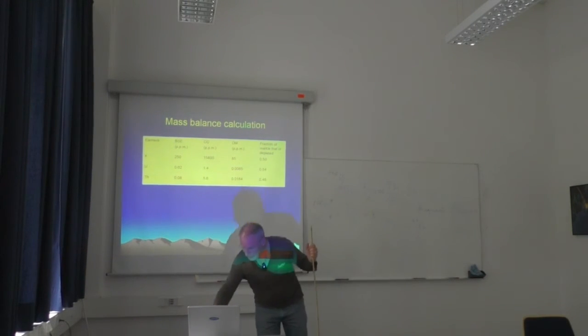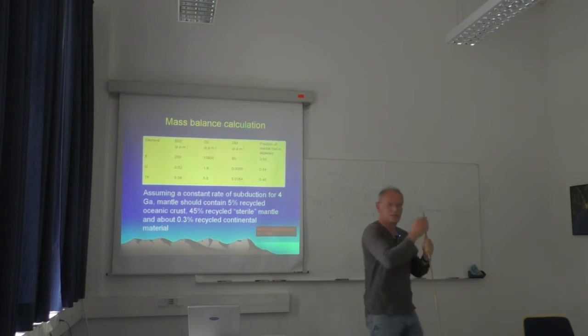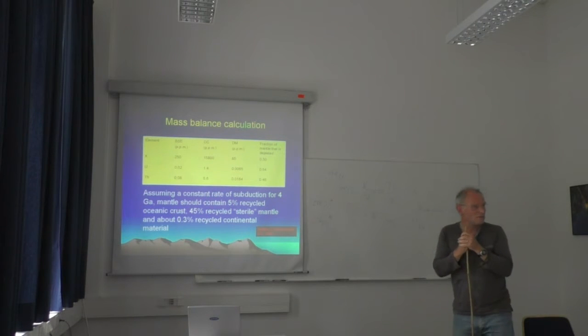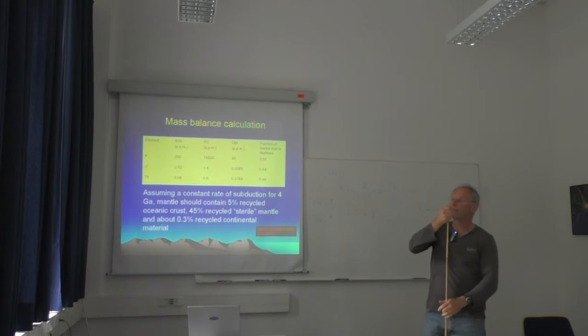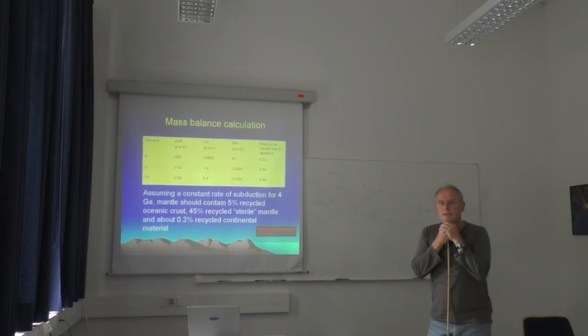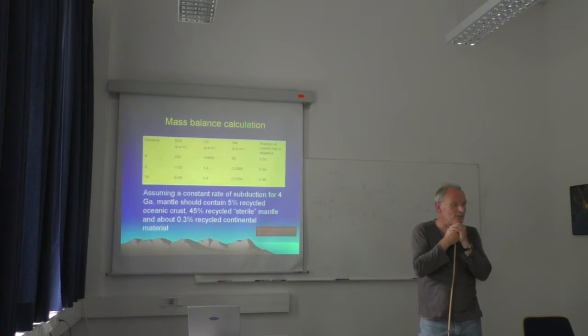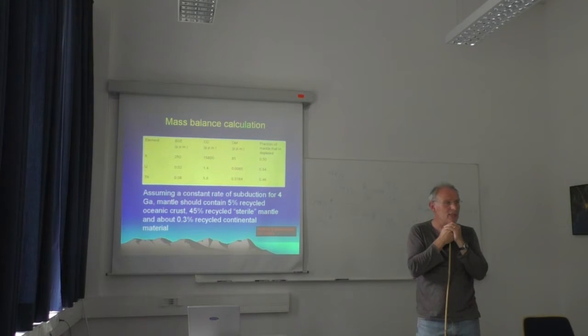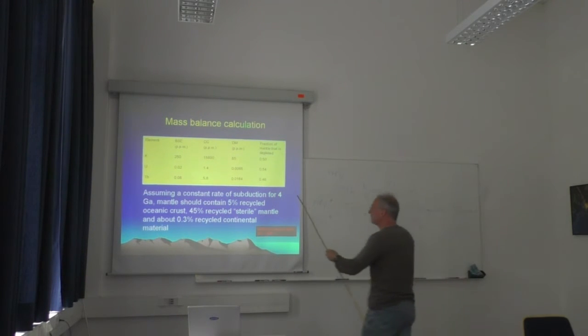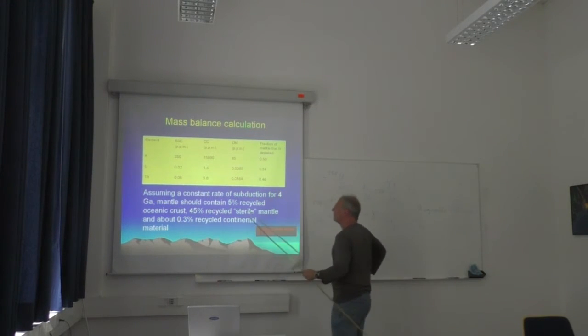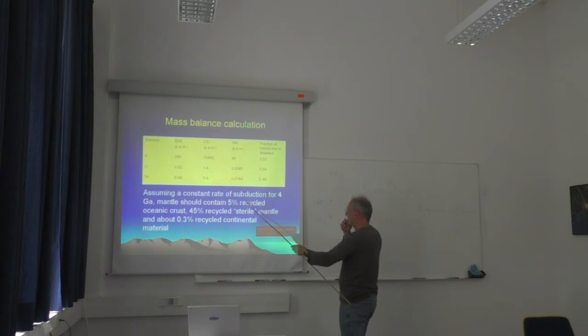Another calculation you can do is to look at what happens during 4.5 or 4 billion years of plate tectonics, how much material gets subducted. Presently, the volume is about 18 cubic kilometers per year, but that is oceanic crust and lithosphere. That is the volume of material which is subducted each year, 18 cubic kilometers. And when you calculate that over a period of 4 billion years, you come up with these numbers.